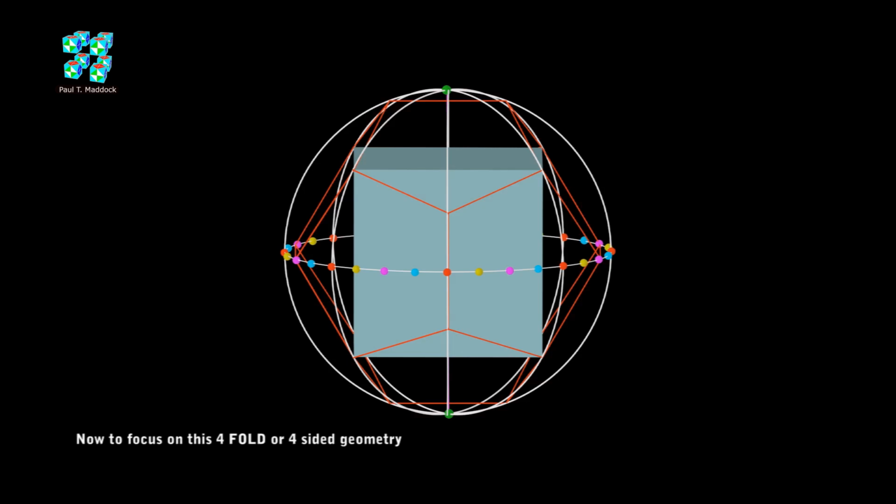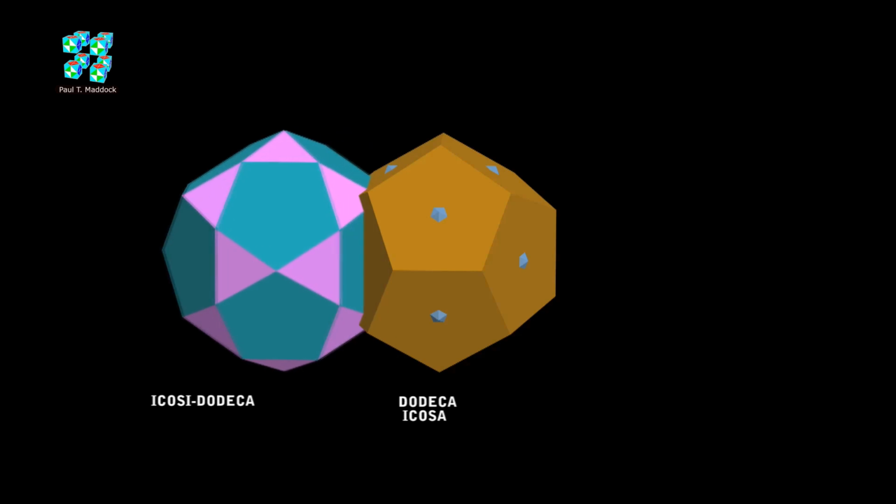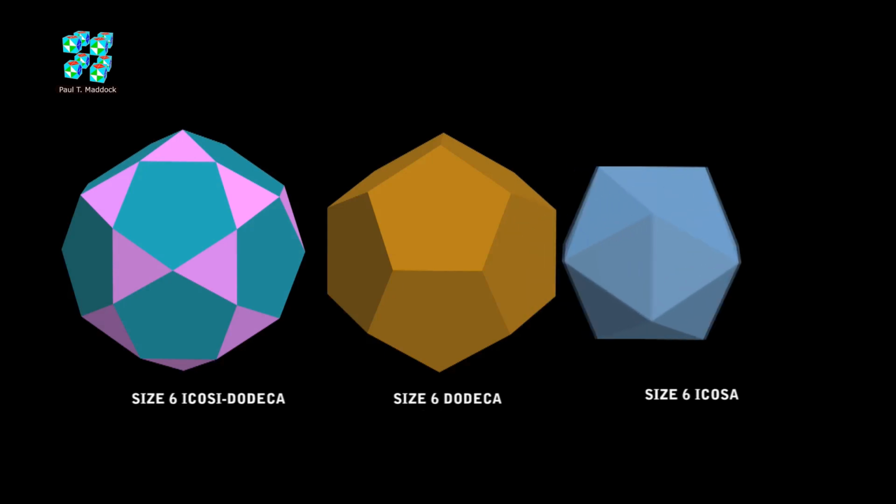Okay, what I've done now, I've started to focus on this 4-fold system or 4-edge system, and we'll start by going back to the icosidodeca and the dodeca. Now first of all, I'm going to move the dodeca icosi to one side. You can see we have the dodeca, and you can see the slimbo nipples of the icosa. Now I'm going to move the icosa out the other side.